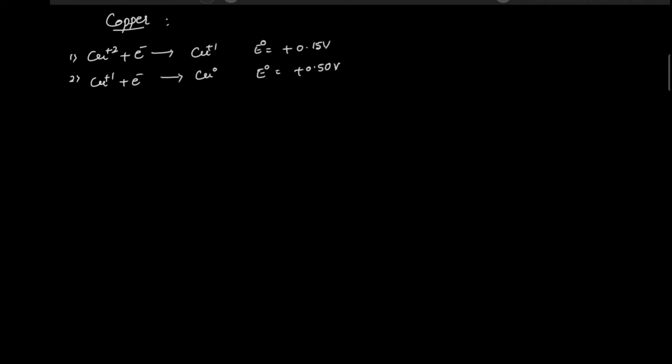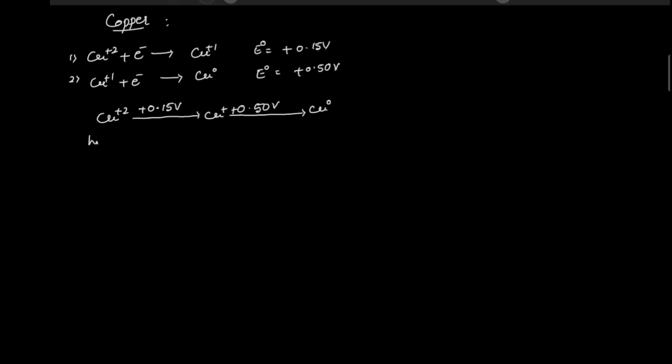Now we will write the Latimer diagram for these reactions, starting with the highest oxidation state, copper plus 2, the next one is copper plus, and the next one is copper 0. We have to connect these oxidation states of the copper species, these chemical species, by a horizontal arrow. Above this, we need to write the corresponding E naught value. The E naught value for the conversion of copper plus 2 to copper plus 1 is plus 0.15 volt, and for the conversion of copper plus to copper 0 it is plus 0.50 volt.